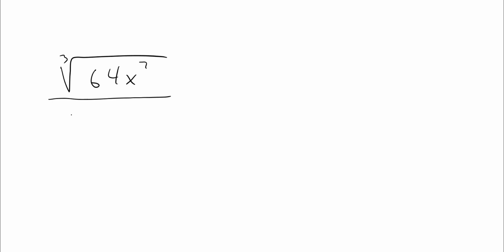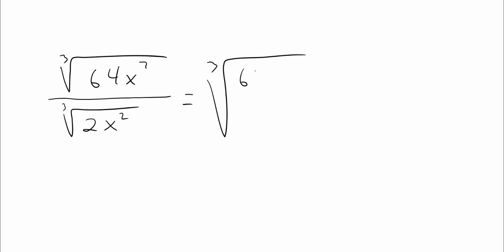So let's do the cube root of 64 x to the seventh over the cube root of 2x squared. How's that? I like that one. Okay, so I'm going to do this. Cube root of 64 x to the seventh over 2x squared.